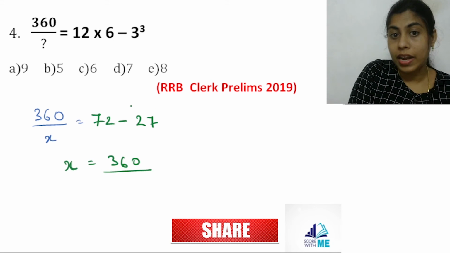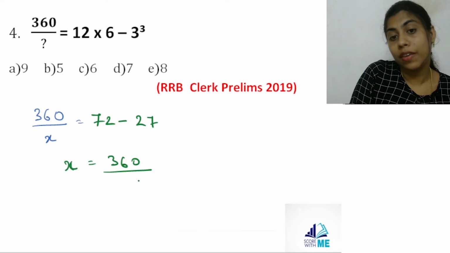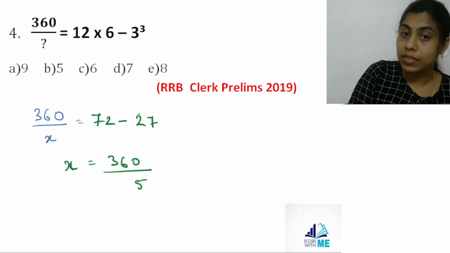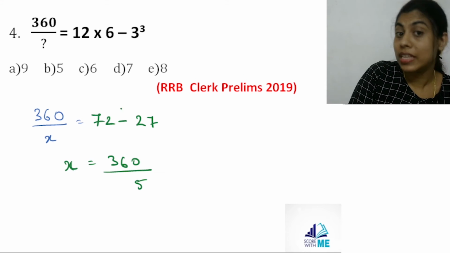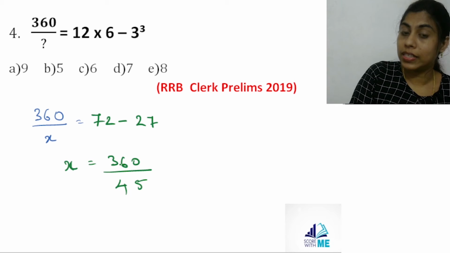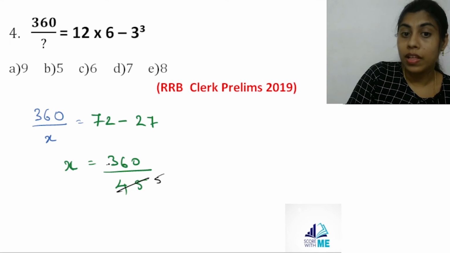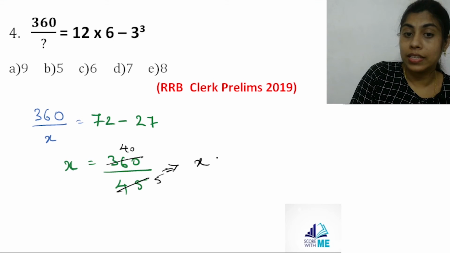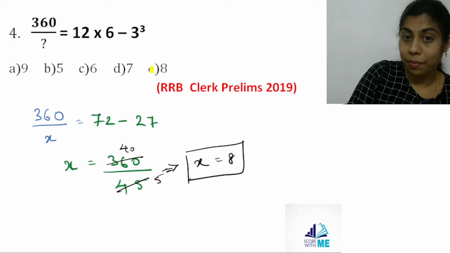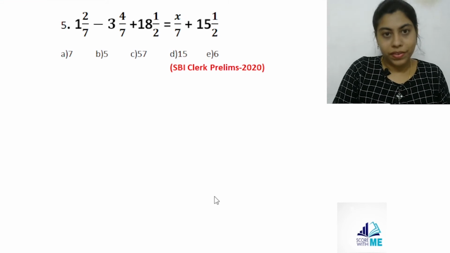Hence, the number that we need, that is x, is nothing but 360 divided by the result of 72 minus 27. 72 minus 27 will give you 45. 45 and 360 both go in 9's table. So 9 5s are 45, 9 8s are 72, and this gives you x is equal to 8. Hence our answer is option number. This was a direct question. Getting into the fifth question.